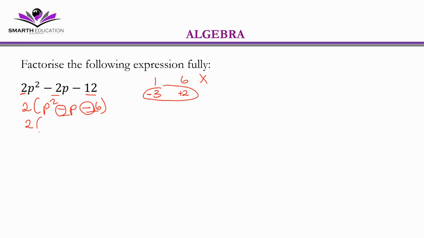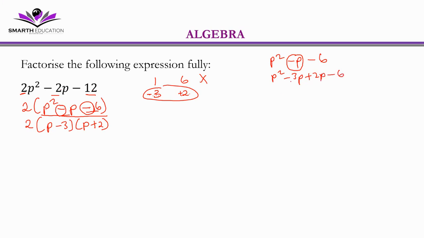So it's 2, and then we have p minus 3 in the bracket there. And then the other bracket is going to be p plus 2. Remember, we can do this a long way. Let me just write this part. If we have p squared minus p minus 6, we replace this middle term by negative 3p and positive 2p. So it's p squared minus 3p plus 2p minus 6.